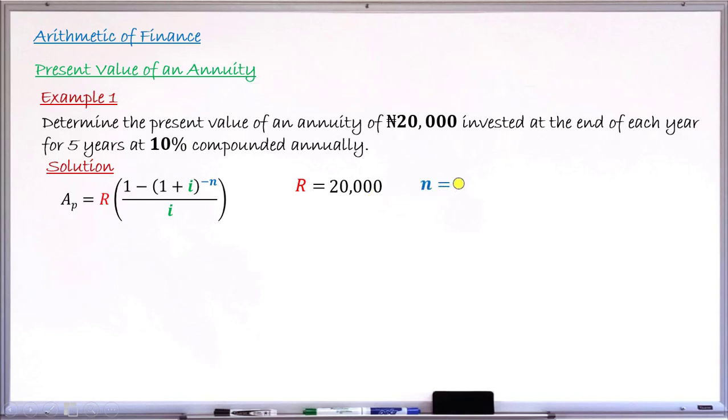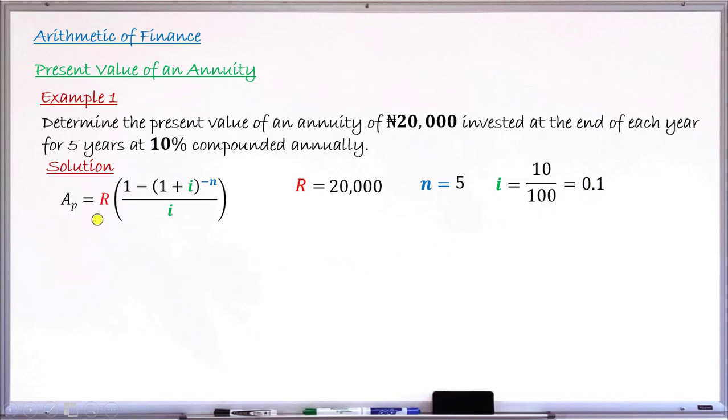Next is N. How many times will this 20,000 be paid into that account? It says paid at the end of each year for a period of 5 years. So it is going to be paid 5 times. And next is I, that is the interest rate per period. This interest rate is 10% and is compounded annually. So you have 10 over 100, and this 10 over 100 gives you 0.1. That is in decimal.